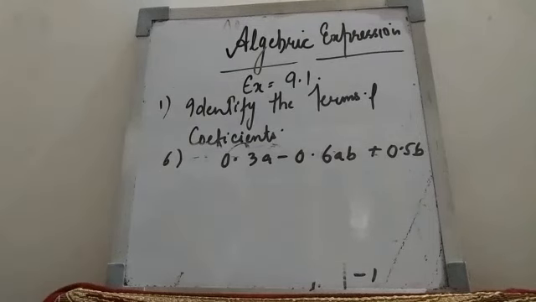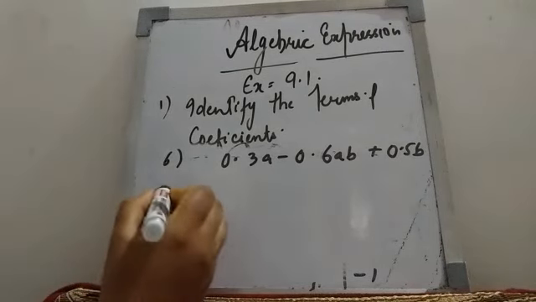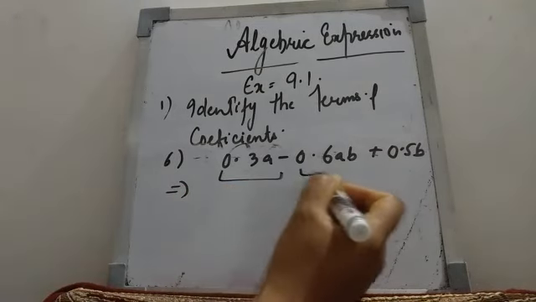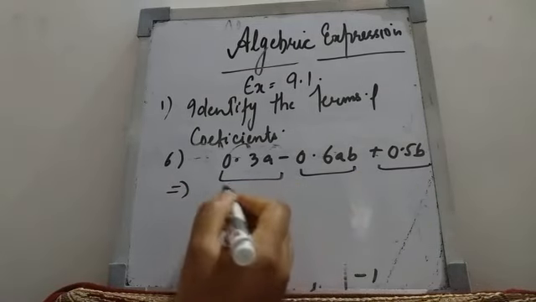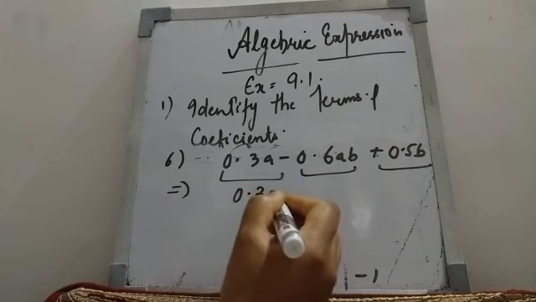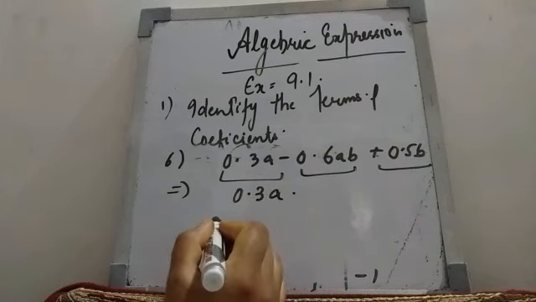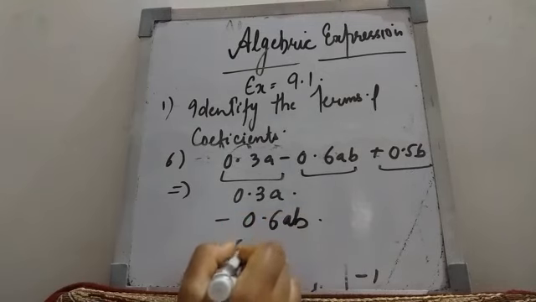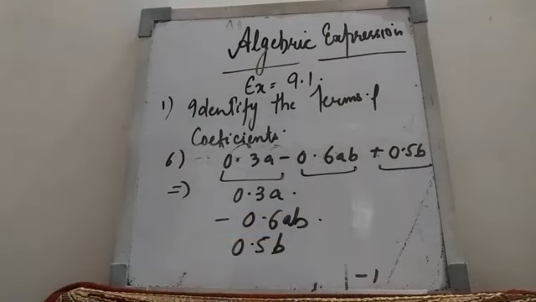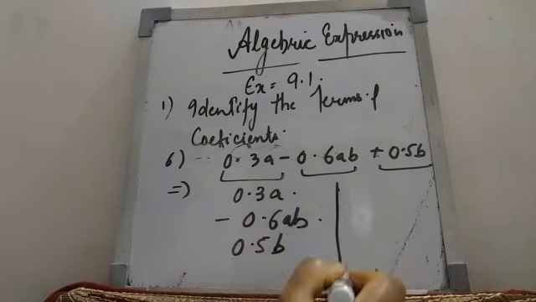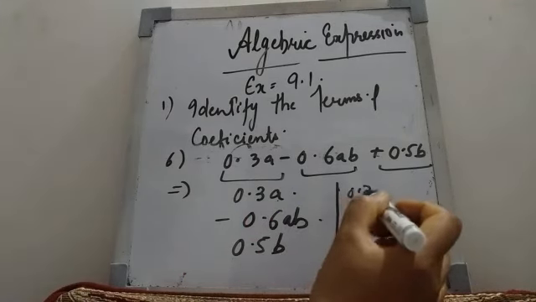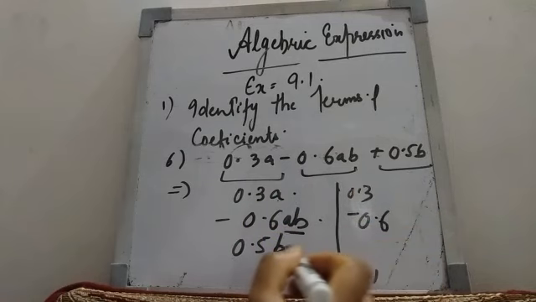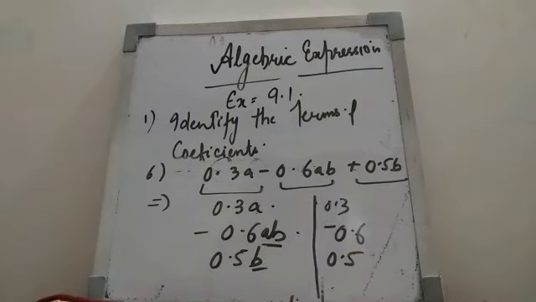Now it's the last part of question number 1. How many terms are there? There are 3 terms. 0.3a, next term is minus 0.6ab, and third term is 0.5b. Then what is the coefficient of a? The coefficient of a is 0.3, the coefficient of ab is minus 0.6, and the coefficient of b is 0.5.